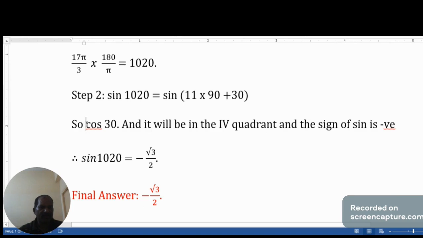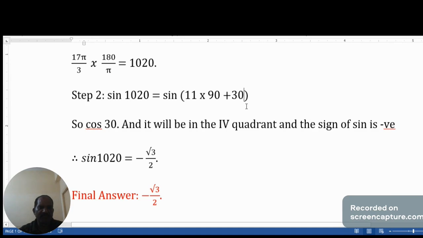Then the next thing is we need to find the sign of sine 1020. That means positive or negative. We know it will be in the fourth quadrant. How do we calculate it here? 11 quadrants plus this 30 is the 12th quadrant. After dividing 12 by 4, we get exactly 3 complete rounds. So it falls exactly in the fourth quadrant.